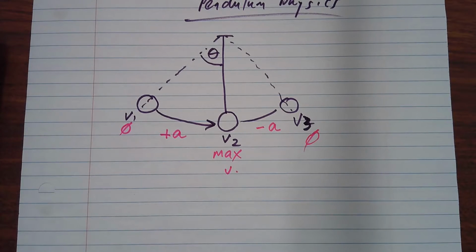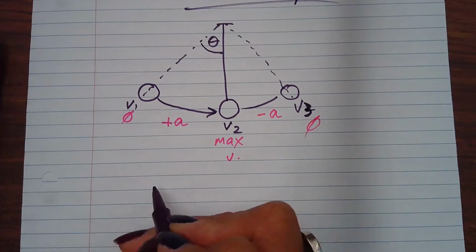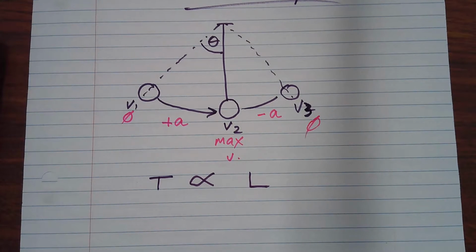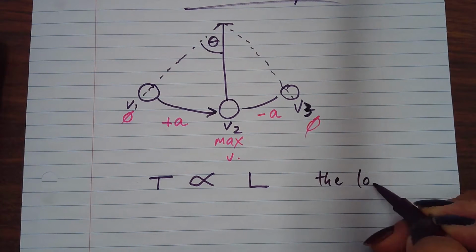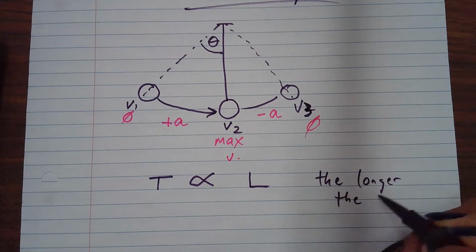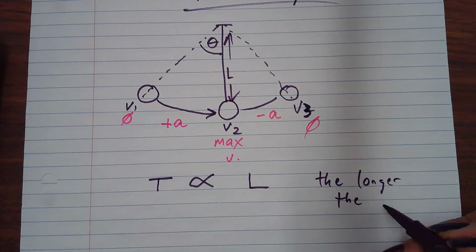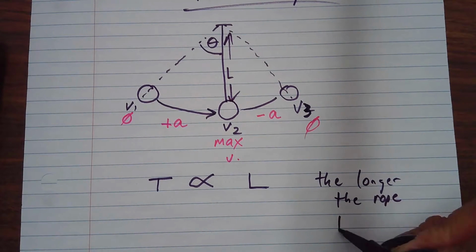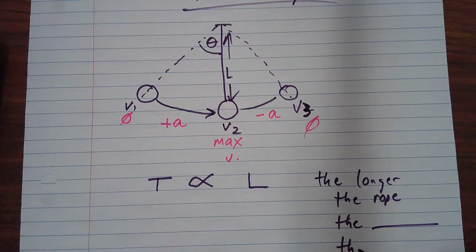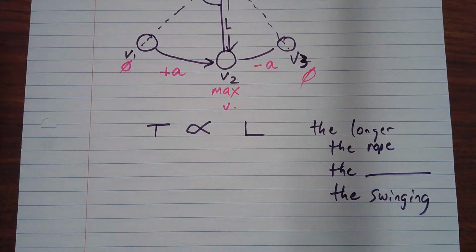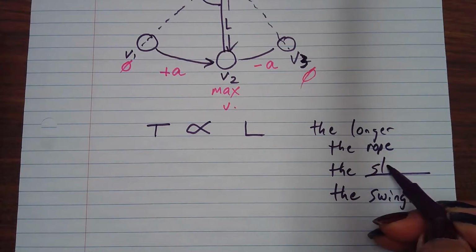Okay, let's analyze this here. This is the relationship that we found out. The T is proportional to L, right? What does that mean? The longer the string, this by the way is the L, the length of the actual rope. So the longer the rope, the blank, the swinging. Was it faster or slower? The longer the rope, the slower the swinging.